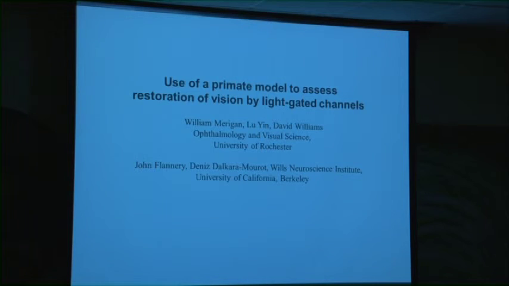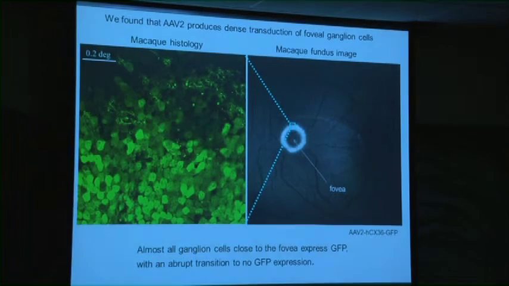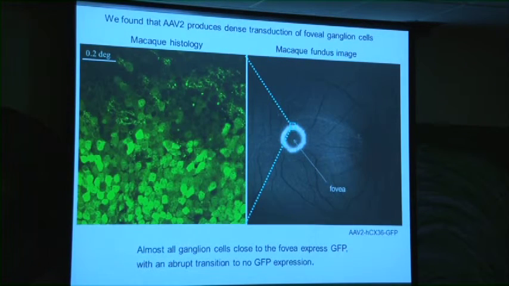The last thing I'll talk about quickly is that we're also collaborating with Bill Merrigan and Dave Williams at Rochester to do these kinds of experiments in macaque. And this is the pattern that we see with the same vector I showed you earlier. However, in the macaque, because the internal limiting membrane is a barrier for the virus, so you inject in the vitreous, what you see is expression just around the macula. And the virus doesn't seem to have very good penetration outside the macula.